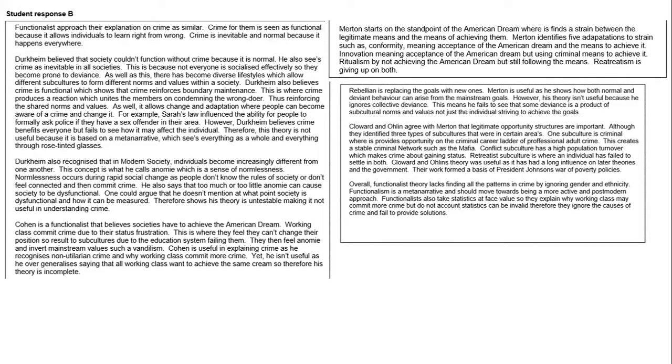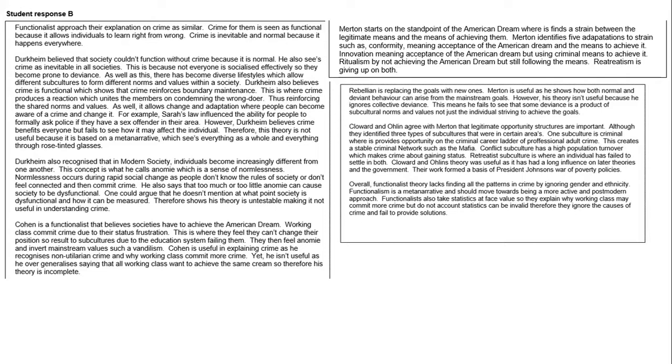However, the paragraph at the top of the right-hand column then starts talking about Merton, who we know is a functionalist theorist, and there's an explanation of what Merton states. And then we have Cloward and Ohlin, who it says agree with Merton that legitimate opportunities are important, although they identified three types of subcultures. So there's a tiny little bit here where we are talking about subcultural theory as maybe different from functionalist theory, but that isn't particularly explicit, it's more implicit. And then at the end, overall functionalist theory lacks finding all the patterns in crime by ignoring gender and ethnicity, functionalism, meta-narratives.